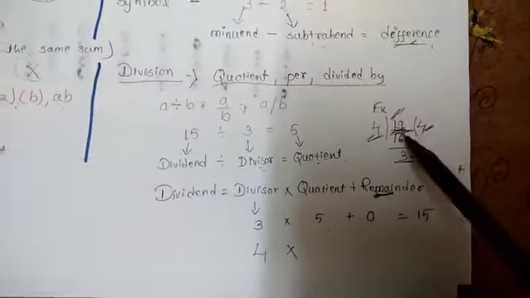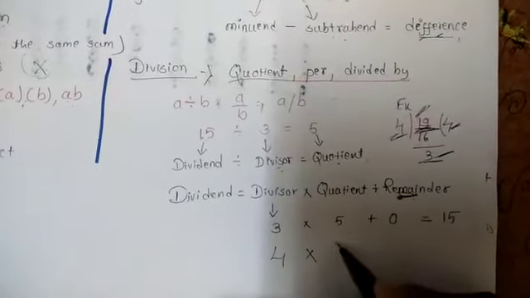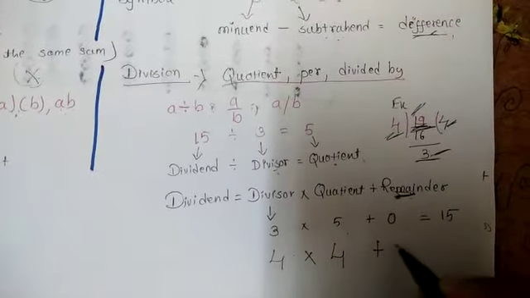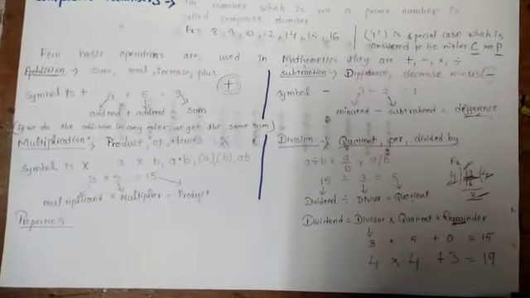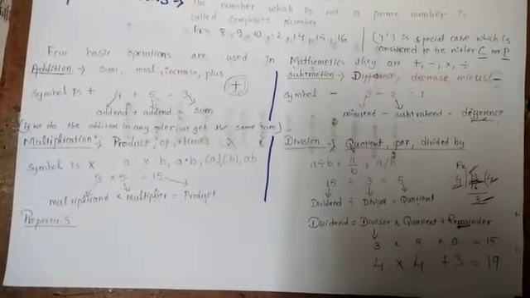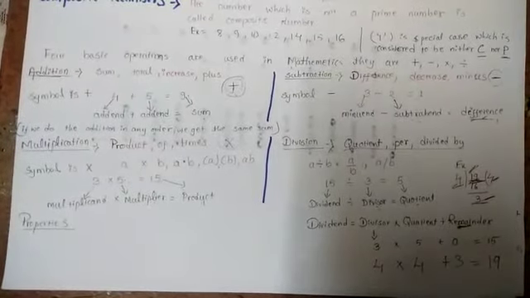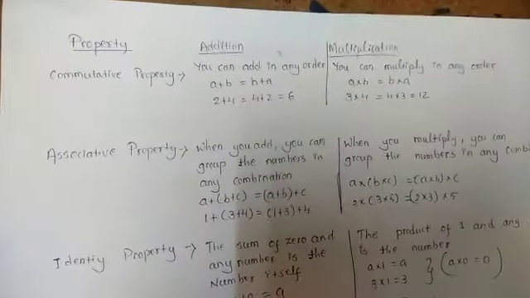But here, see, the divisor is 4, the quotient is also 4, plus what is the remainder? 3. 4 4s are 16, 16 plus 3 is 19. These are all the keywords and symbols of the 4 basic operations. Now we will learn the properties of these 4 basic operations: properties of addition, subtraction, multiplication and division.